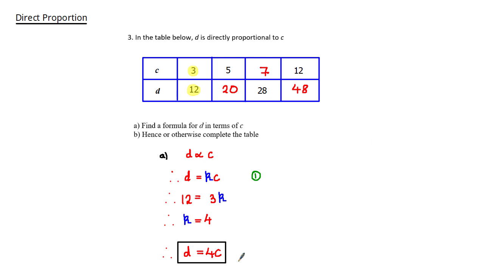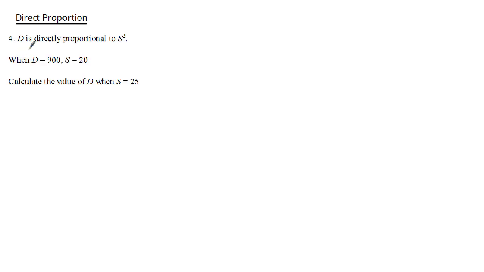Okay, let's have a look at the next question. So here we're told that D is directly proportional to S squared. When D is equal to 900, S is equal to 20. Calculate the value of D when S is equal to 25.